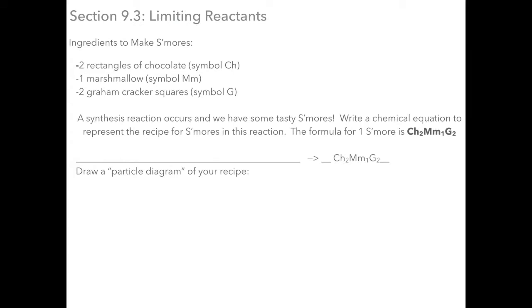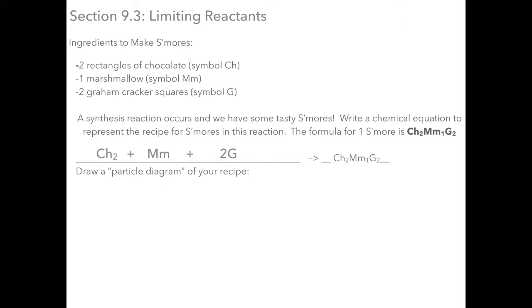So to write the chemical reaction, my product I've already written for you because they're bound together. You have CH2MM1G2. Fine. That looks great. Now, for your reactants, when I make a s'more, I like my chocolates attached. So I'm going to have CH2 because they're attached to each other. If it was 2CH, they would be separate. I'm going to have 1 marshmallow. And then my graham crackers have to be separated or else it wouldn't be a s'more. And so it's going to be 2 graham crackers.